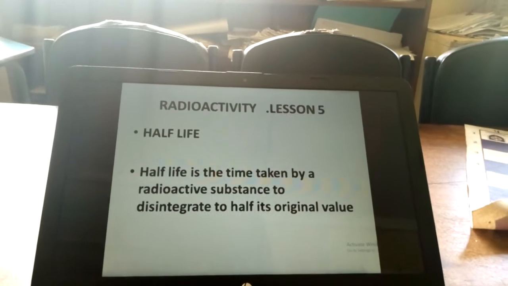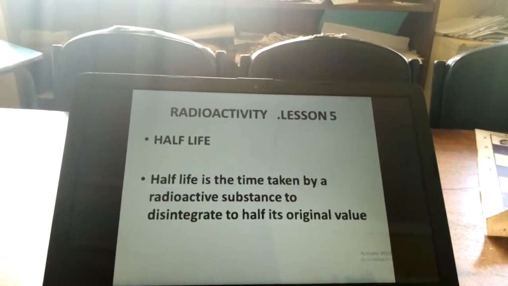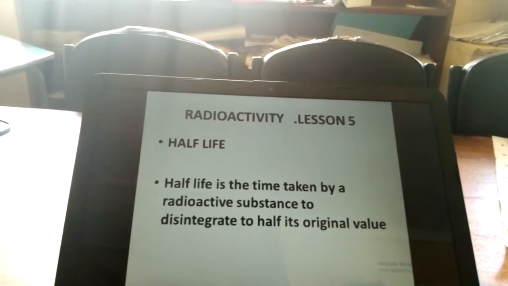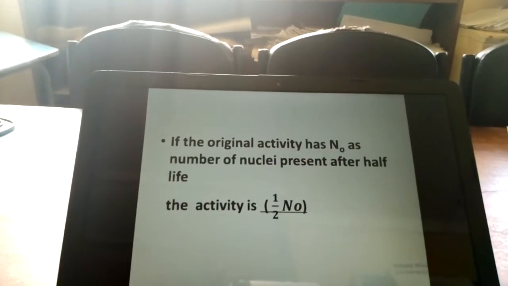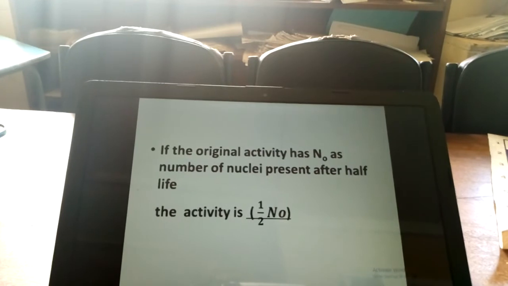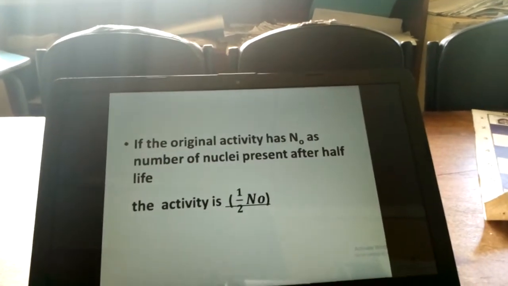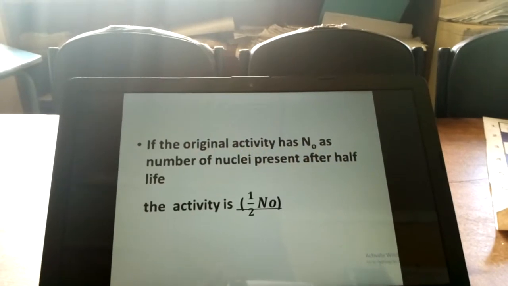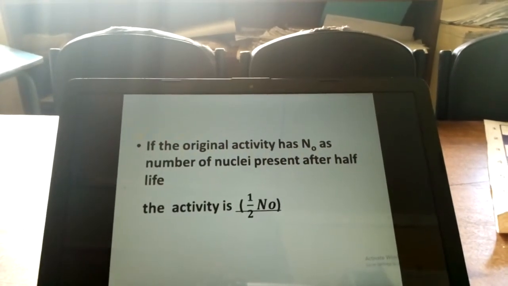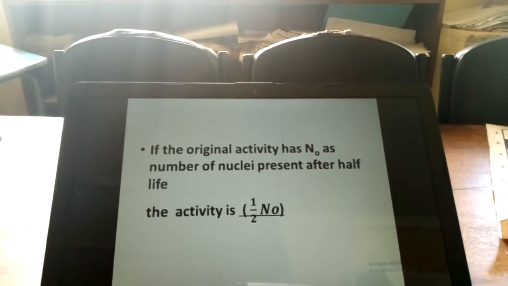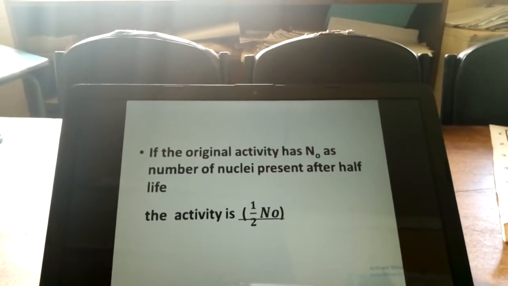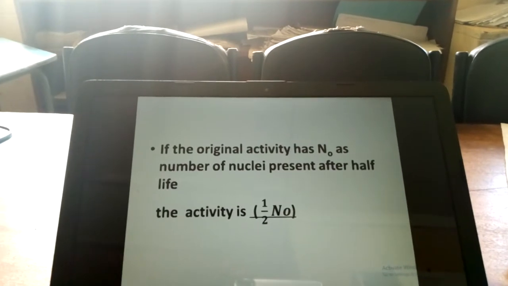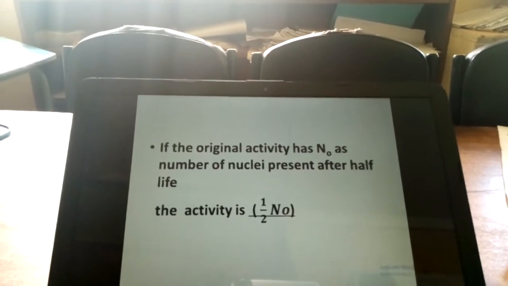Half-life is the time taken by a radioactive substance to disintegrate to half its original value. Okay, now if the original activity has N0 as the number of nuclei present, after one half-life, what activity shall we have? We shall have a half of N0.